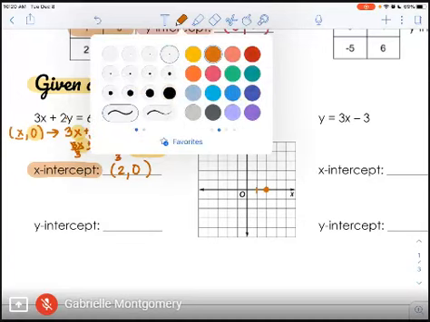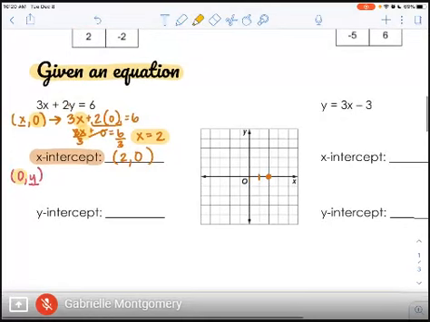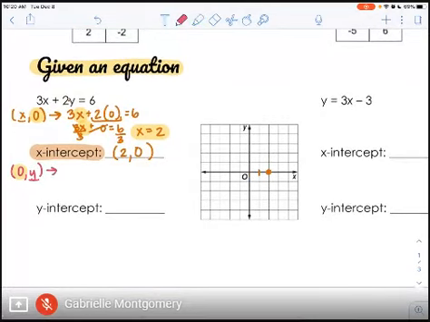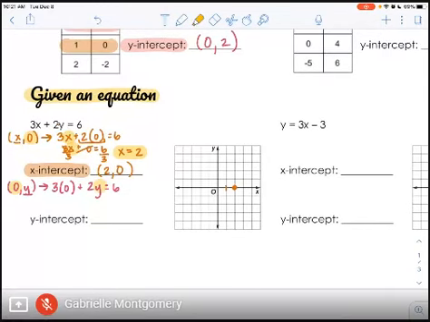Very good. So I'm going to use this idea that my y-intercept happens when x equals 0. So if I want to solve for y, I'm going to plug in 0 for x into the same equation, 3 times, now instead of putting an x, I'm going to put a 0, plus 2y. This time I'm going to leave y. I'm going to let y be y so I can solve for it, equals 6. So now I have a single variable y that I'm solving for.